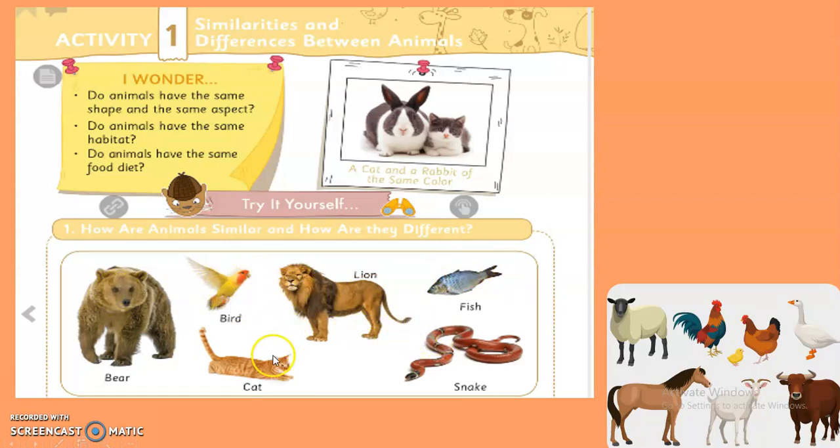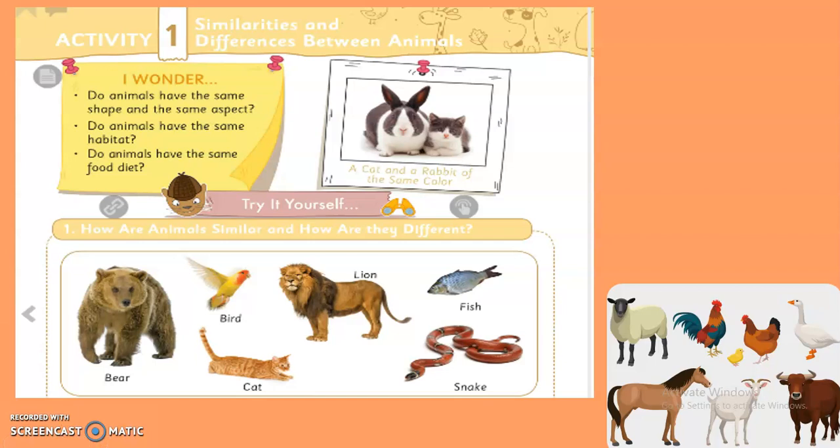Yes, they all have eyes. So they have a common thing. Do all these animals have a mouth? Yes, they all have a mouth. Another question. Do all these animals have tails? Yes, they have tails, so they have common things.